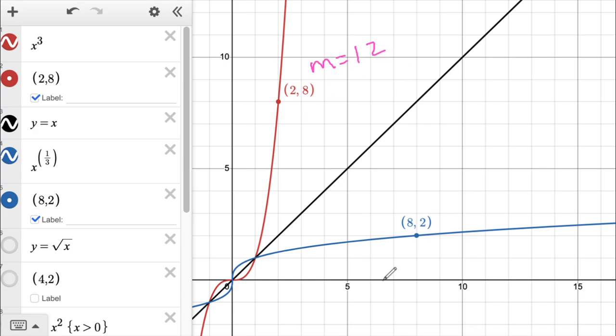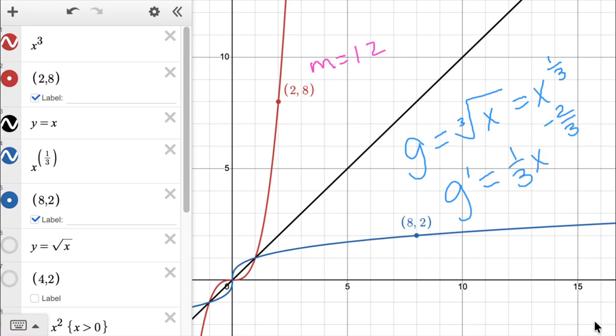Now I have my reciprocal point here, which is (8, 2). I'm going to call this function g to represent the inverse. So g equals the cube root of x, which is the same as x to the 1/3 power. Now let's take the derivative in order to analyze the slope. g prime would be 1/3 x to the negative 2/3 power. If I were to clean this up a little bit, this would be the same as 1/3 times the cube root of x squared.